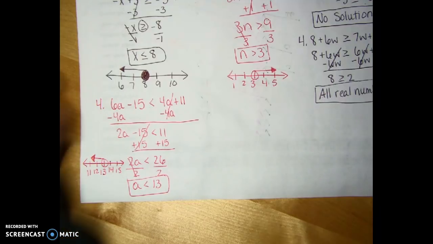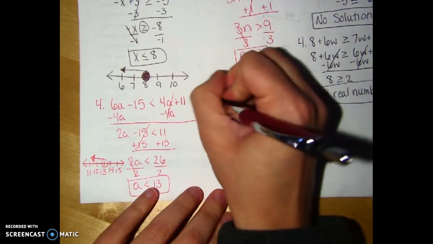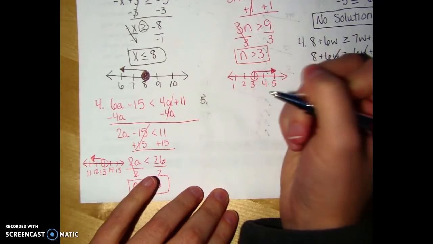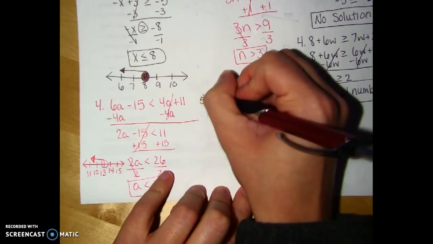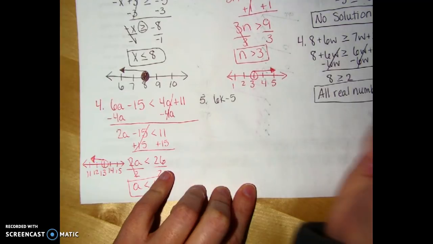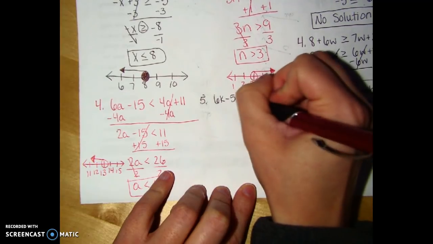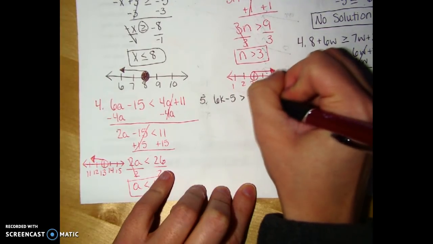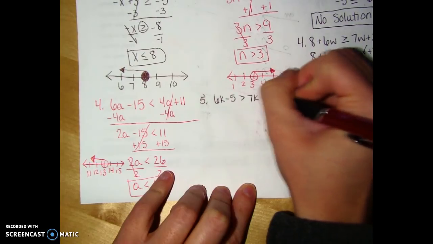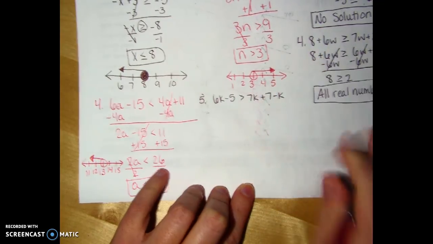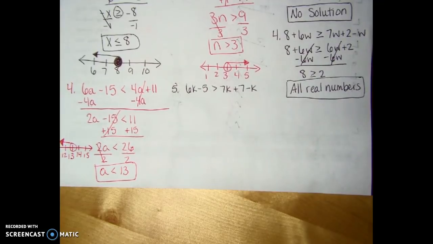Let's do 6k minus 5 is greater than 7k plus 7 minus k. So you can go ahead and try that one.